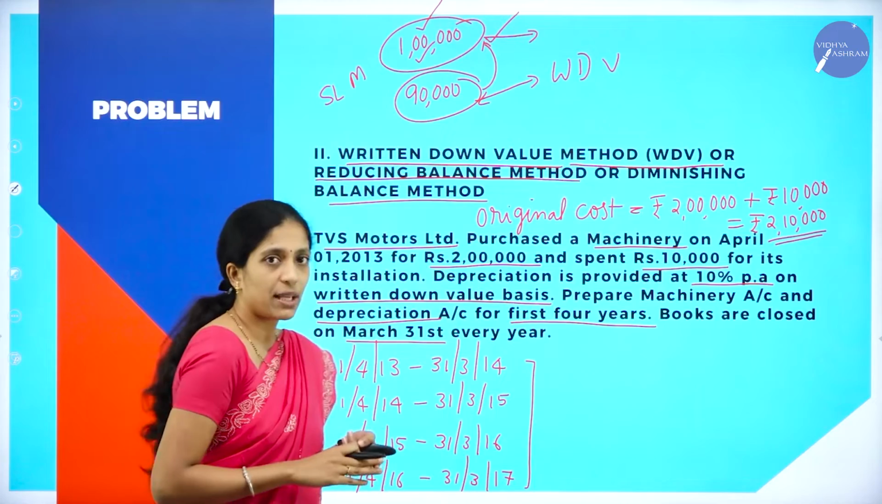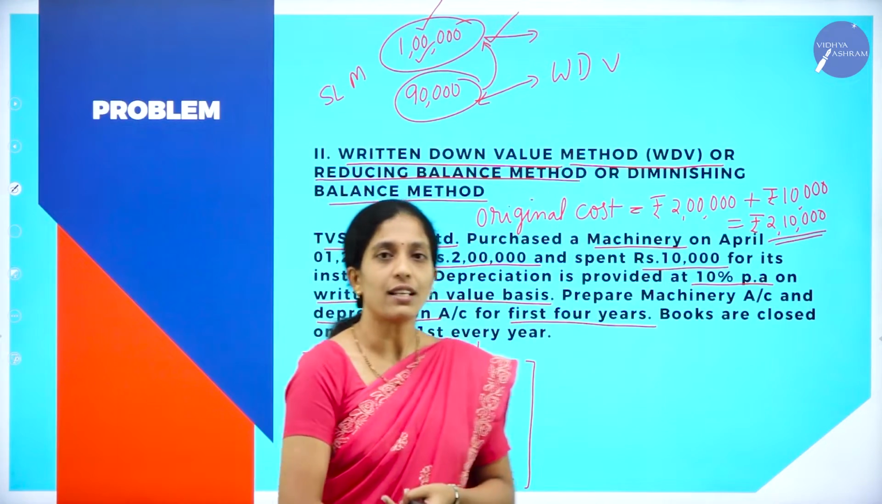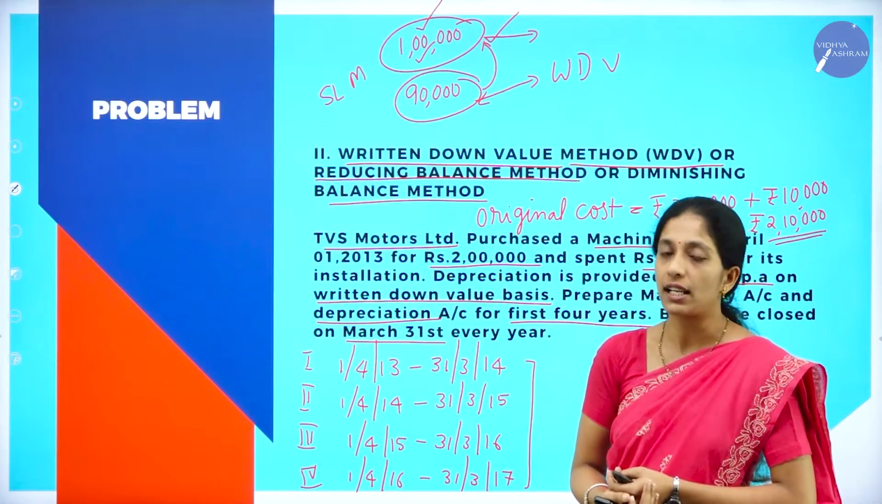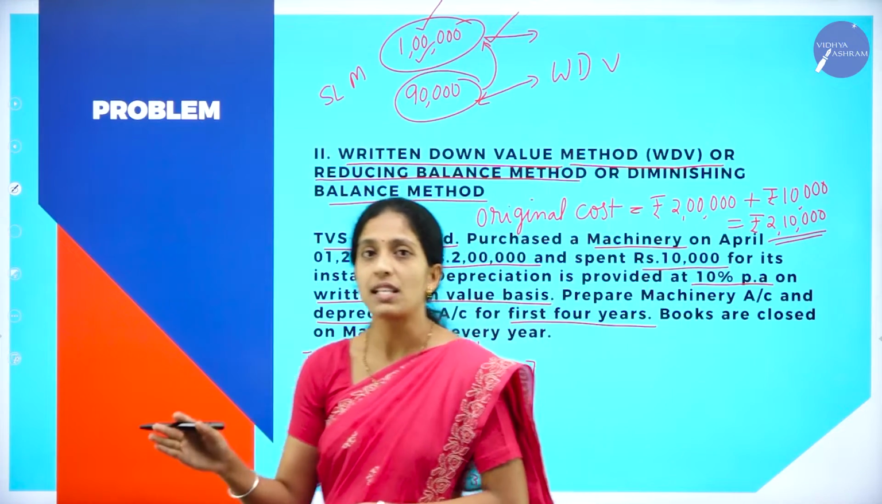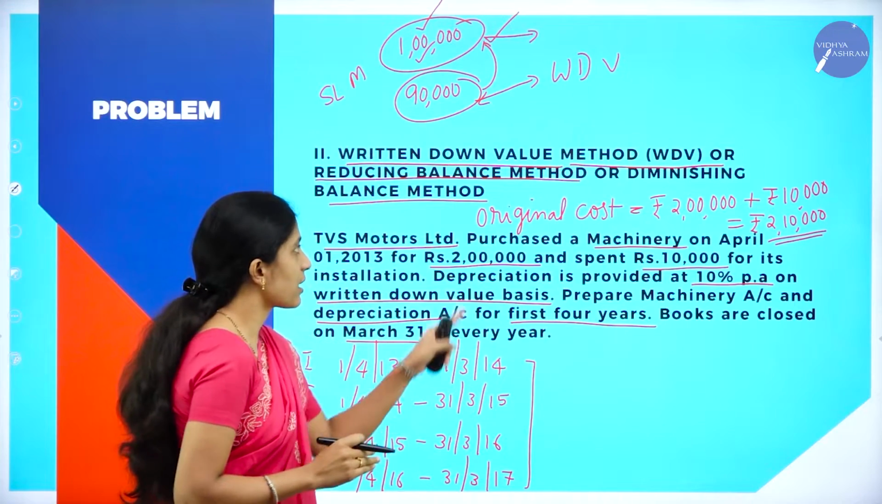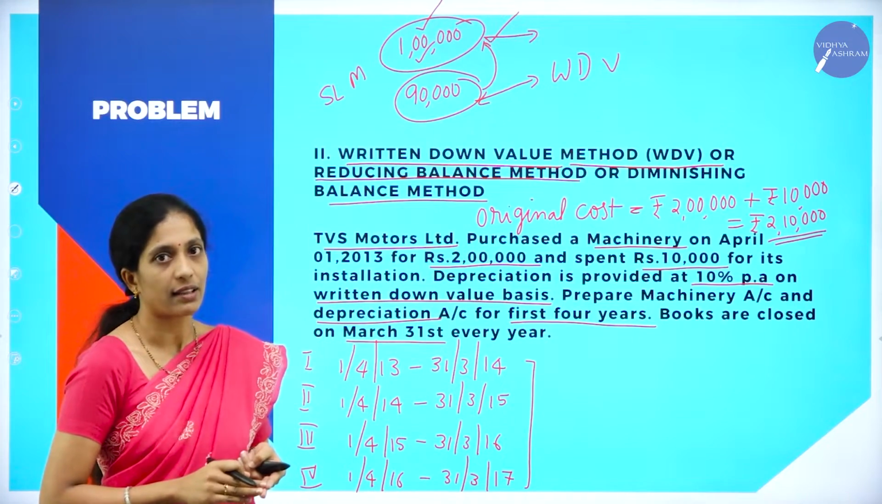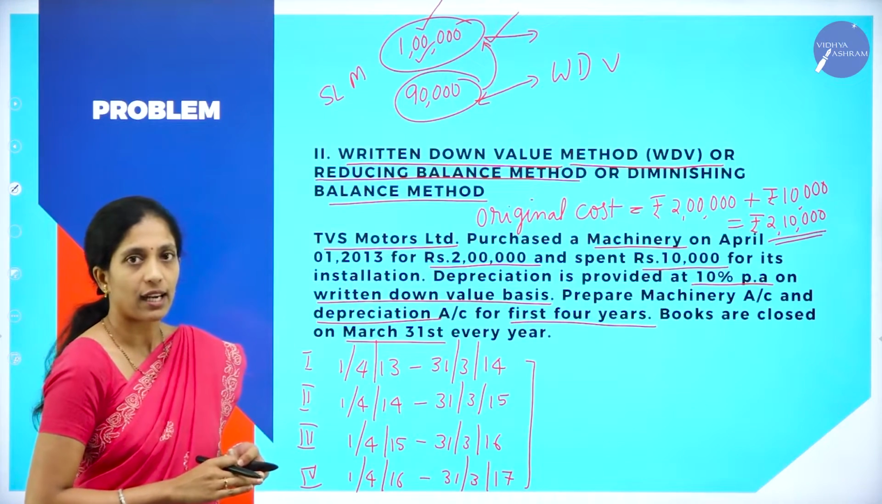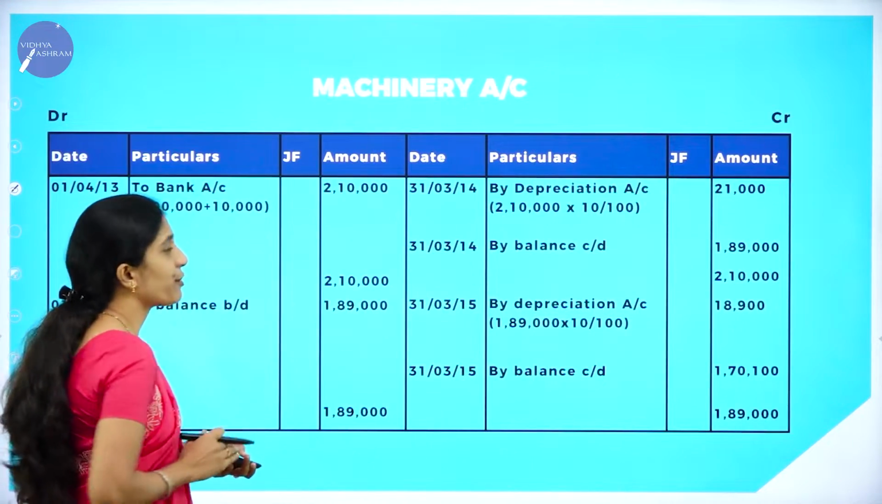So hope you are clear with the problem. Now we shall directly go through the solution. Anyhow, we have calculated the original cost of the asset, that is purchase price plus installation charges, 2 lakh plus 10,000, 2,10,000. Next, we know the dates when we have to prepare the accounts. Now we shall directly go through the solution here.